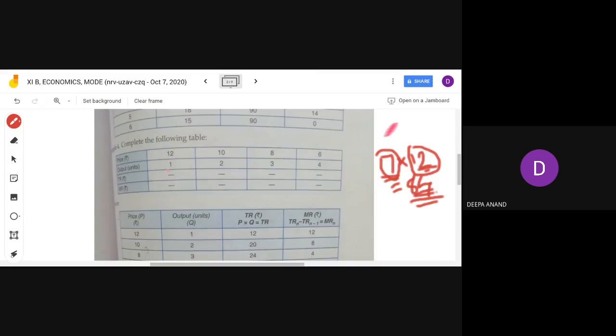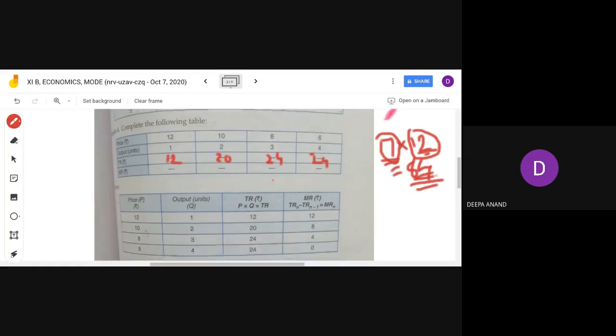So in this case, price 12, you have sold one output. What is the total revenue? 12. Right. Price 10, you sold 2 units. What is the total revenue? 20. Price 8, output 3. What is the total revenue? 24. 6 and 4, again 24. So this is the total revenue.